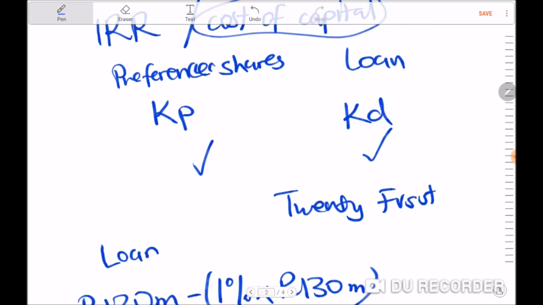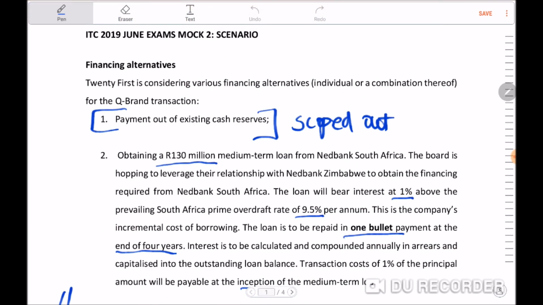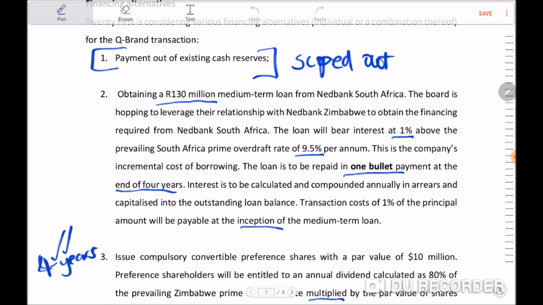And as we go back again to our scenario, we are now told in terms of the interest payments, the loan will bear an interest at 1% above the prevailing South African prime rate of 9.5%. So per annum interest is 10.5%. And interest is calculated and compounded annually in arrears and capitalized to the outstanding loan balance.